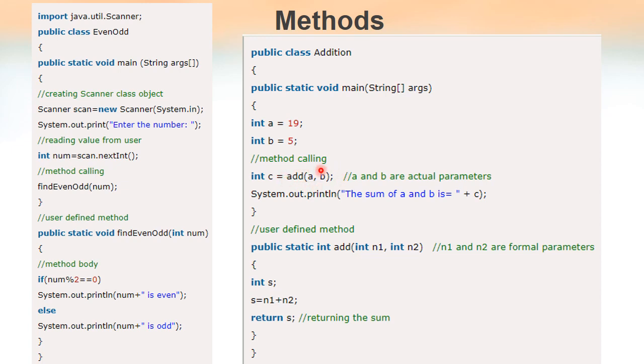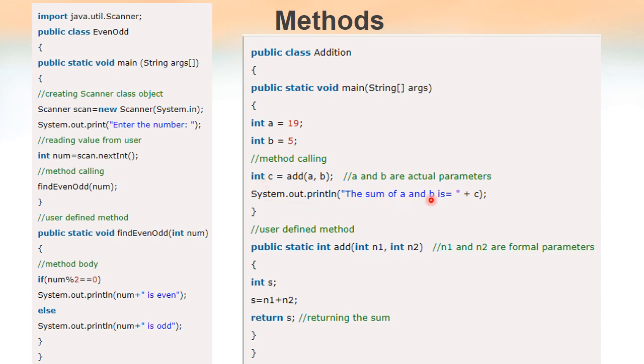So I repeat once again. When this line of code is executed, the flow of control will jump towards this method. Value of a is copied to n1, value of b is copied to n2. Then s is declared, performs the addition. Then we are returning the value of s. So when this value of s is returned, it is going back to this line of code, and add of a comma b gets replaced by the value of s. So this line of code becomes int c equal to s. So that is similar to an assignment statement. So value of s, whatever may be the value of s, that is assigned to c.